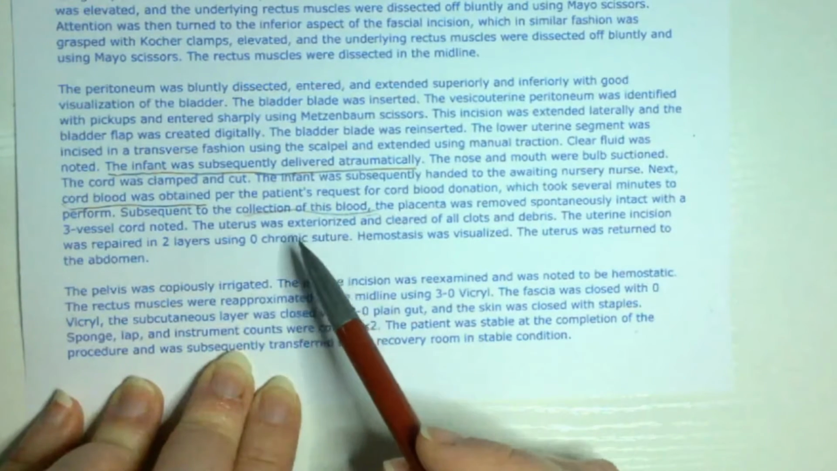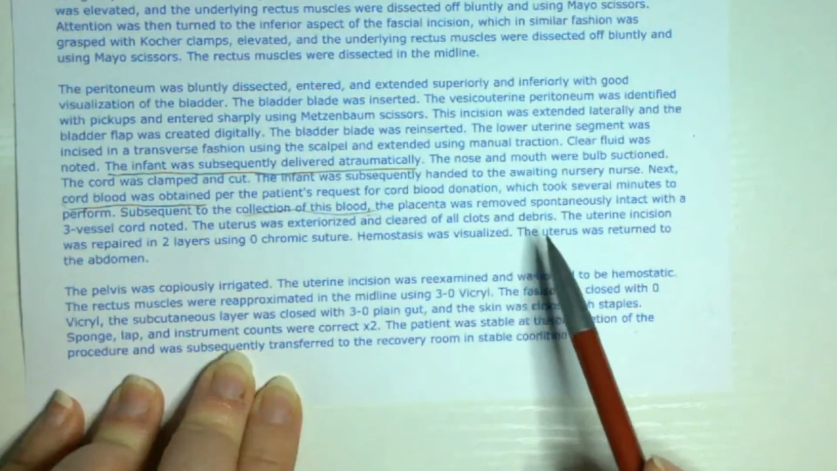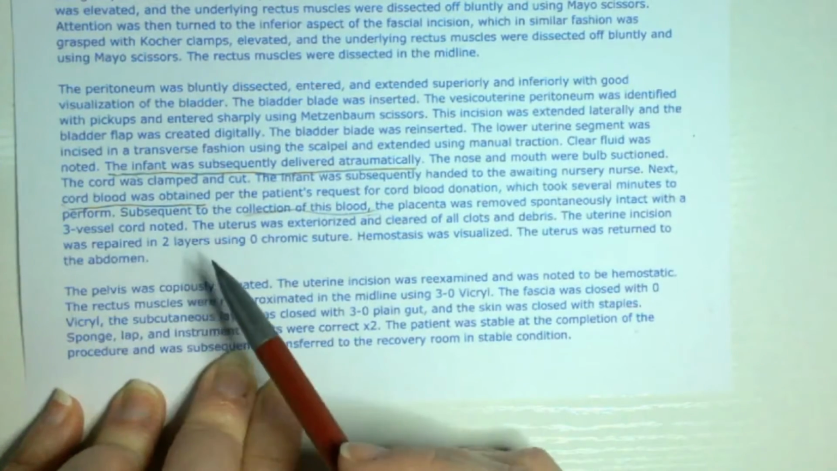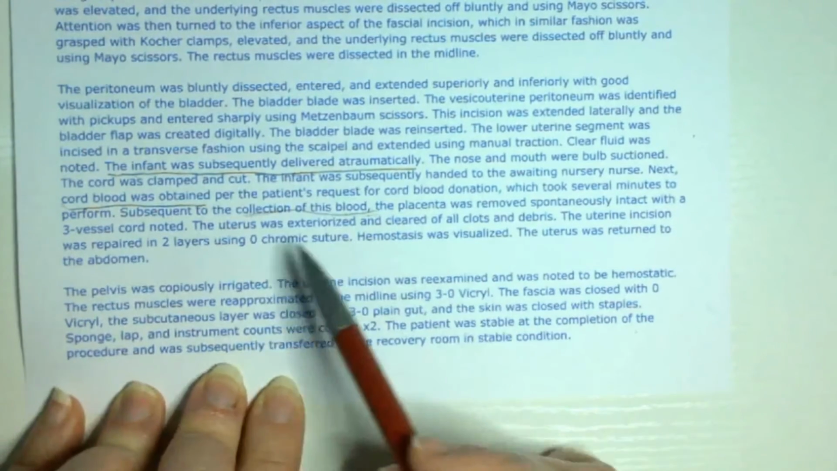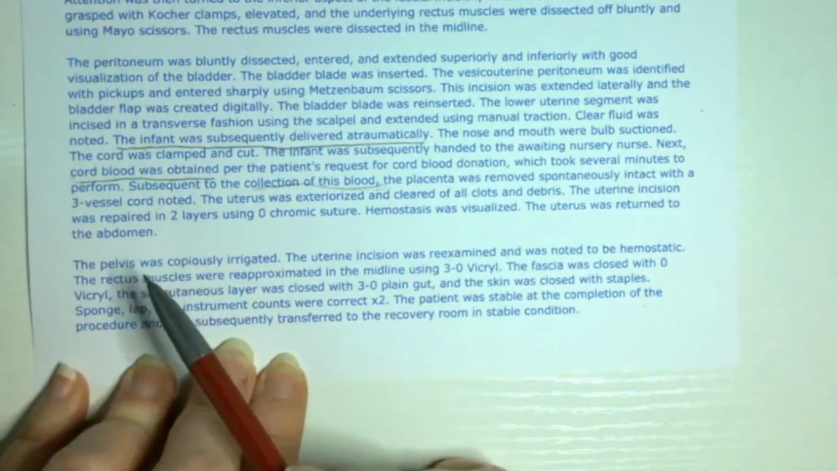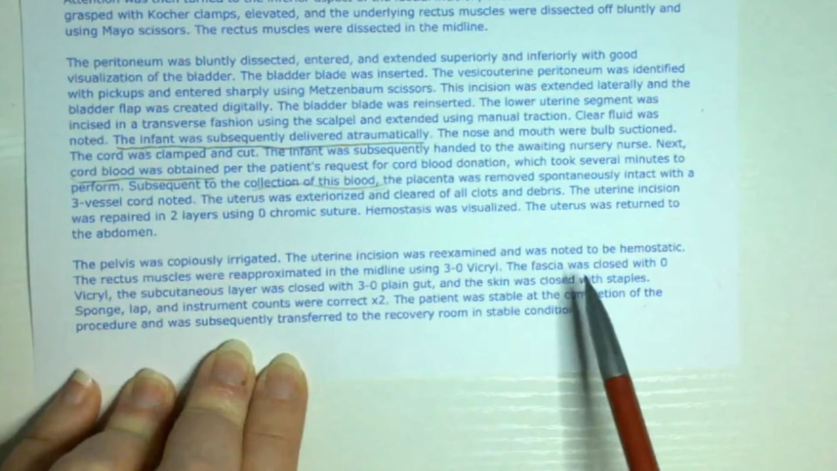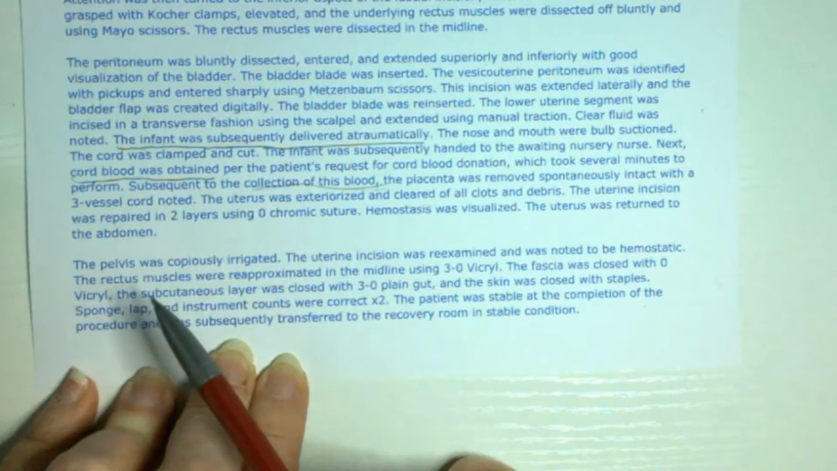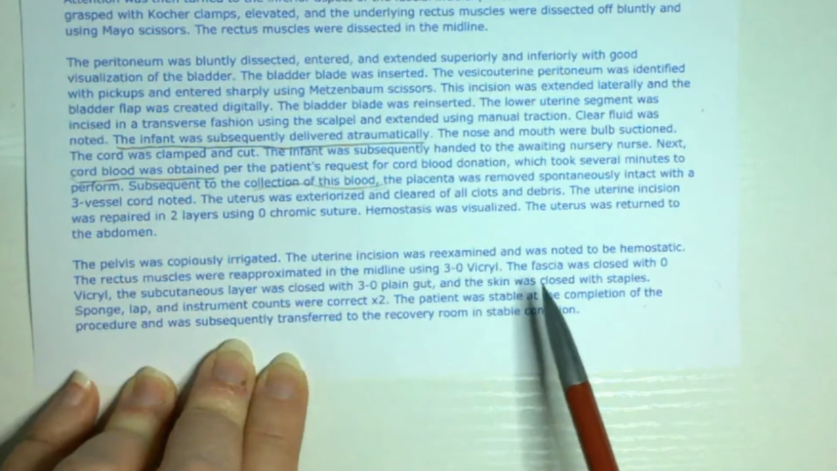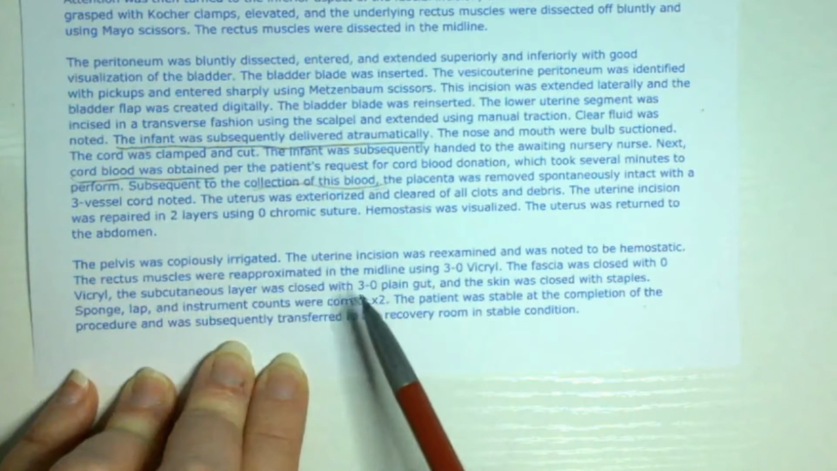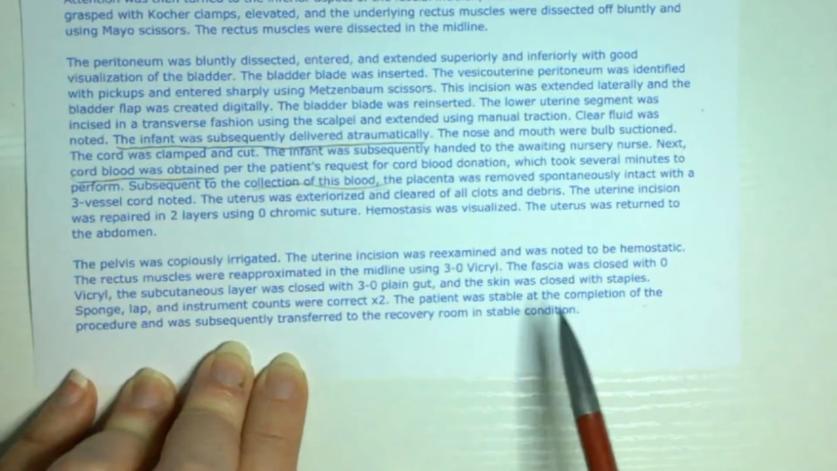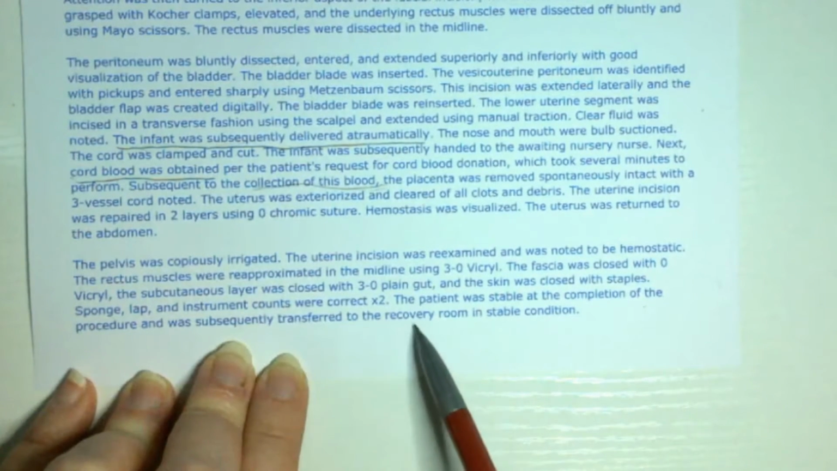The uterus was exteriorized and cleared of all clots and debris. Uterine incision was repaired in 2 layers. Hemostasis visualized. Uterus was returned. They cleaned the abdomen. It was irrigated. Uterine incision was re-examined and noted to be hemostatic. Rectus muscles were reapproximated to the midline, so basically they're just closing her up here, staples, and stating that she was taken to the recovery room in stable condition.